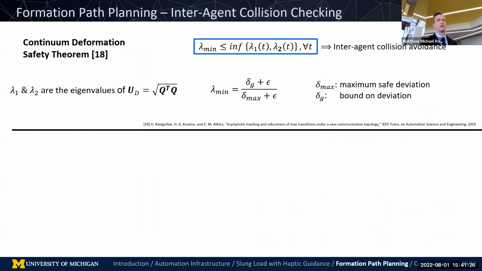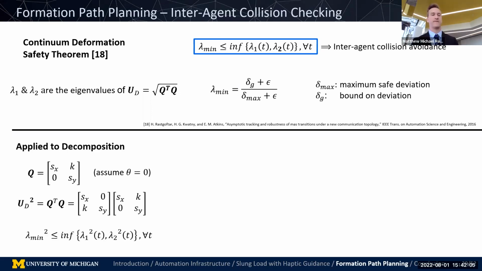For inter-agent collision checking, we can leverage a safety theorem from continuum deformation. The original theorem says if we have the eigenvalues of UD, which is the square root of Q transpose Q, as long as the eigenvalues are larger than this lambda min parameter, we can guarantee safety. This lambda min parameter is derived from the initial formation. If you look at the distance between all the vehicles in the initial formation, it tells you how much you can potentially scale and shear from that. Really, delta G is the most that you expect the vehicles to move, and delta max is the most that they can move. So that gives you an idea of that. And as long as you satisfy that, you can guarantee inter-agent collision avoidance.